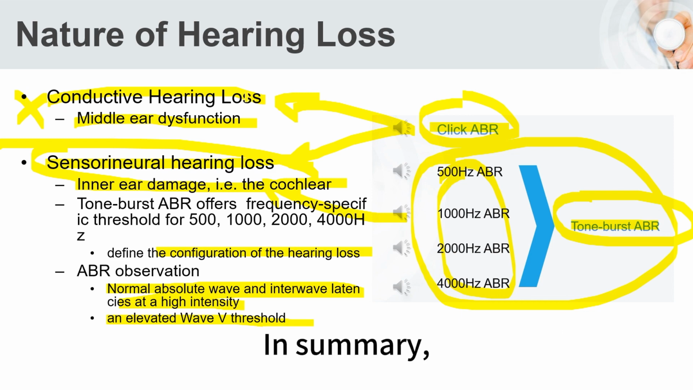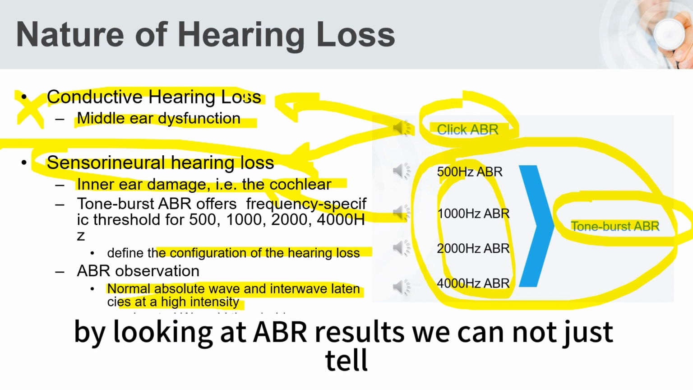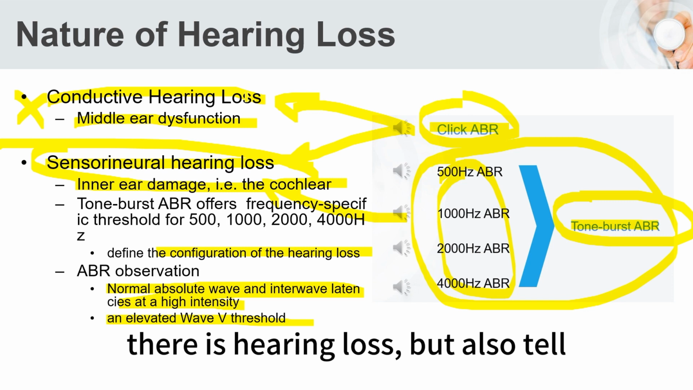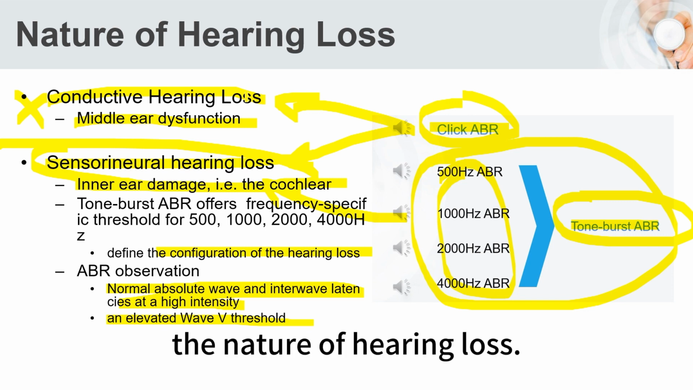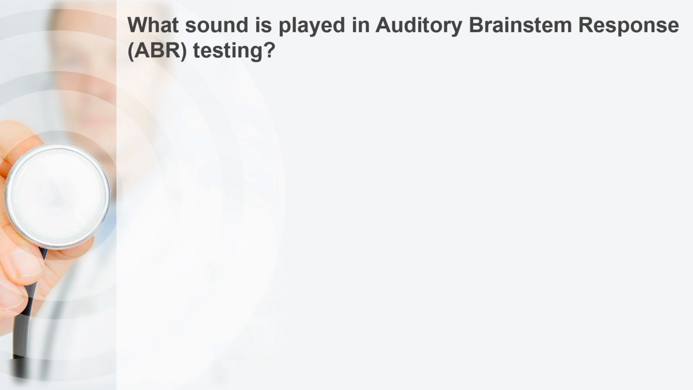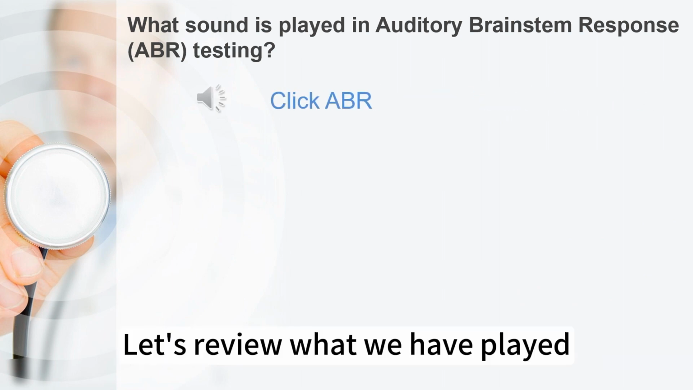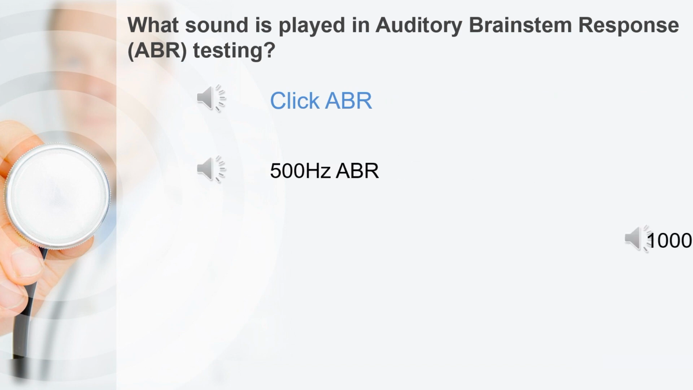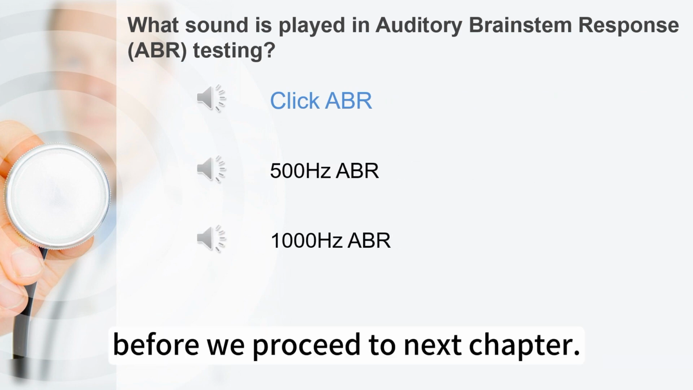So in summary, by looking at ABR results, we can not just tell there is a hearing loss, but also tell the nature of hearing loss. Let's review what we have played before we proceed to the next chapter.